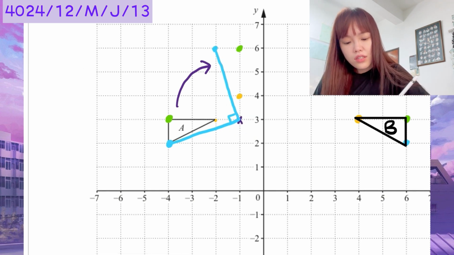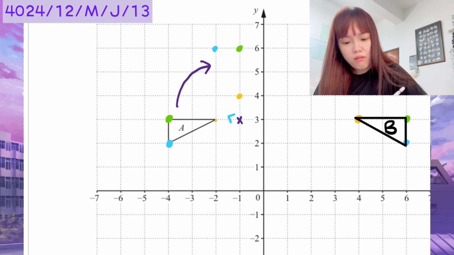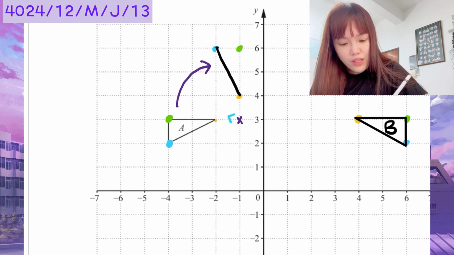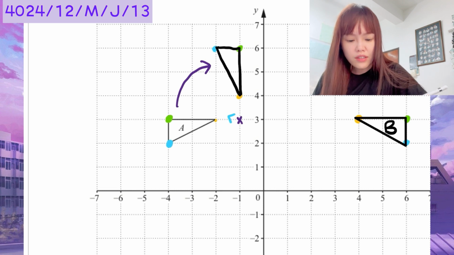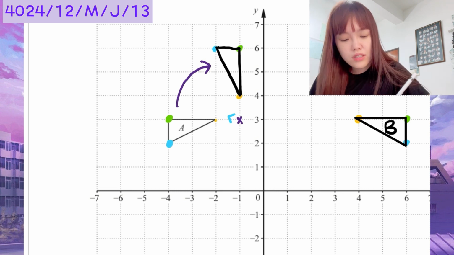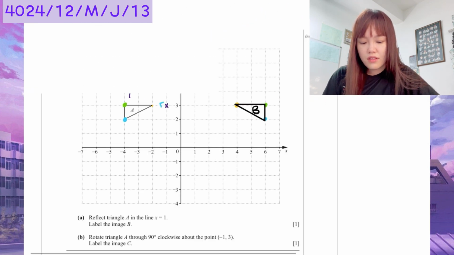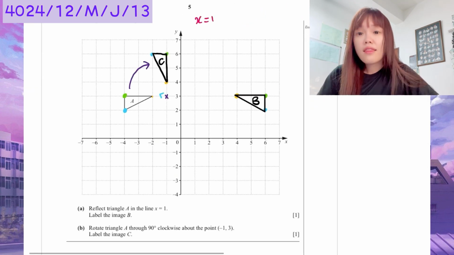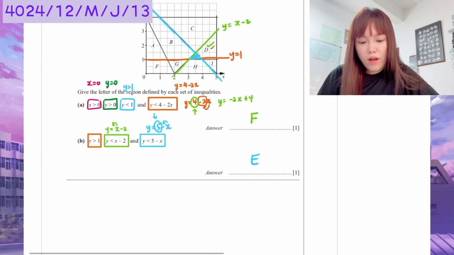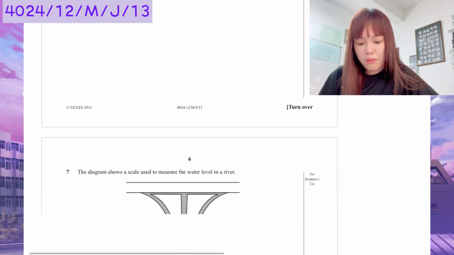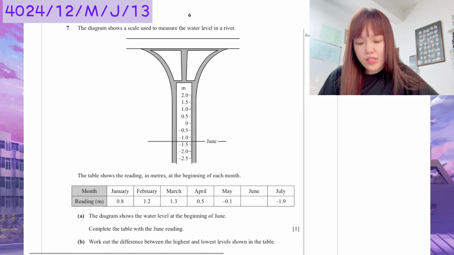Okay, right, so all the 3 points are 90 degree now. So after that, you draw the triangle and you label the image as C. Okay, done. Question 6. All 1 mark so far, until number 6, all 1 mark. Now let's look at question 7.